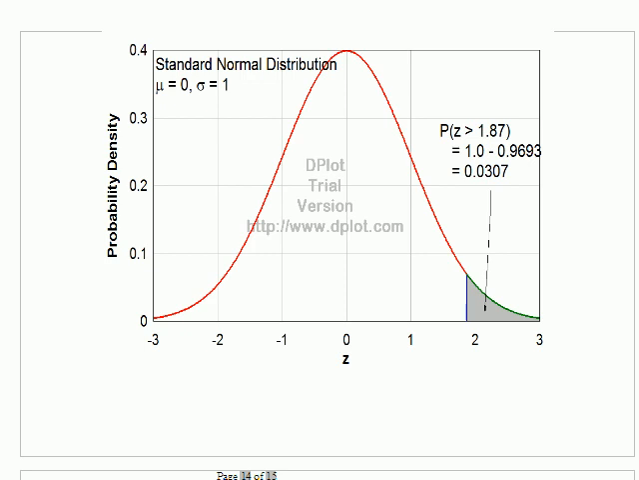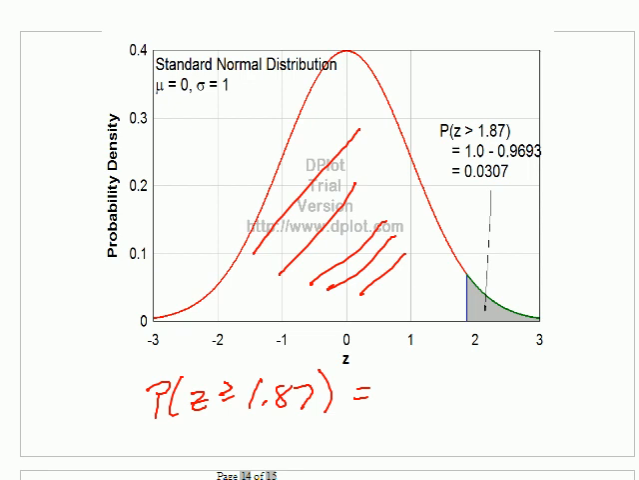Now what if you want to find the probability that z is greater than? So I'm looking for the probability that z is greater than or equal to 1.87 instead of less than. The way to do that is to find this probability over here, and then subtract it from 1. So it's 1 minus the probability that z is less than or equal to 1.87. Okay, now I'm going to show you how to do the problem using R.